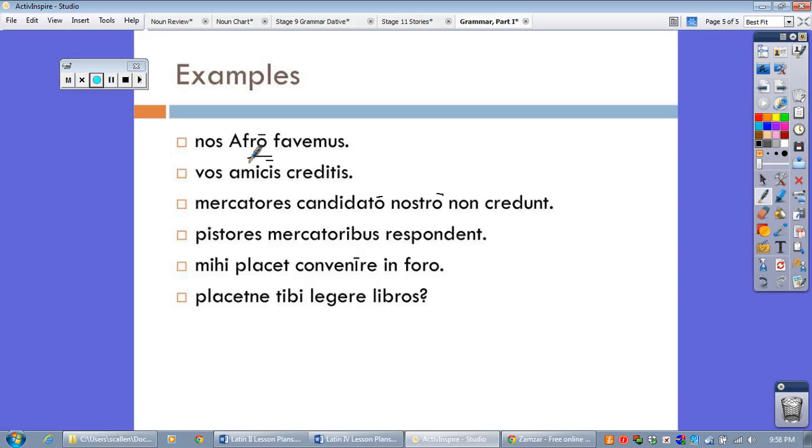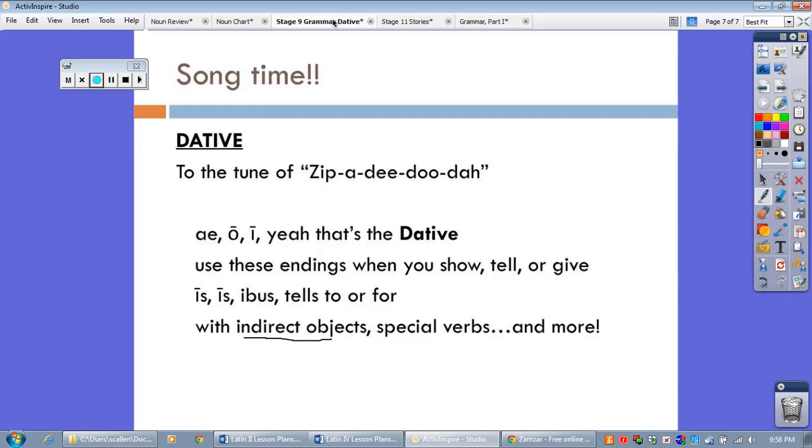So again, we would think that this would be direct object, but because credo is a special verb, it's followed, or it comes with a dative direct object. Look back at your song, by the way. With indirect objects, special verbs, and more. And that kind of looks like a shoe. Look at that. Interesting. Okay.